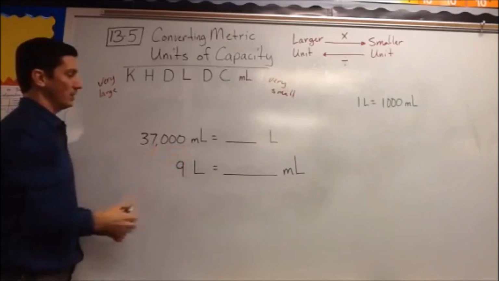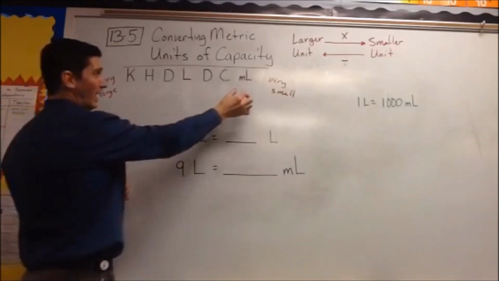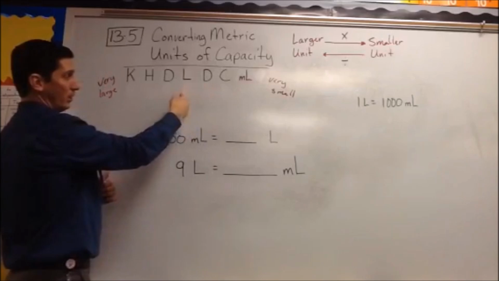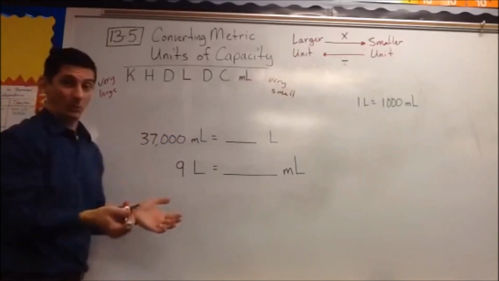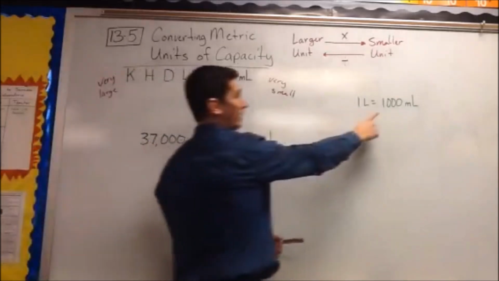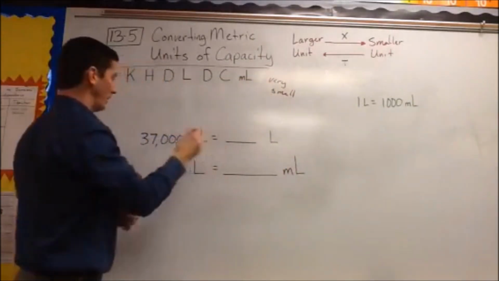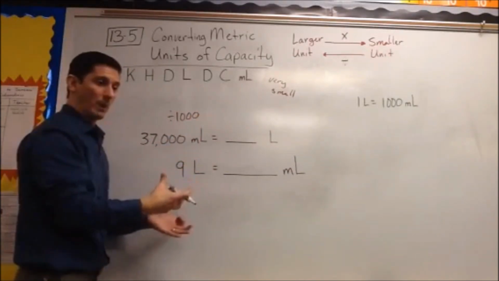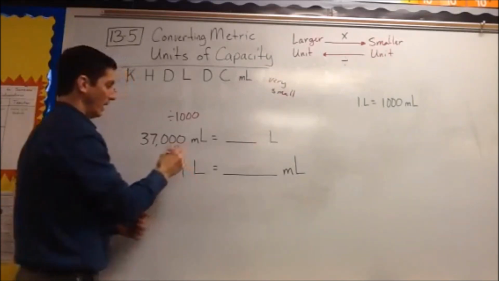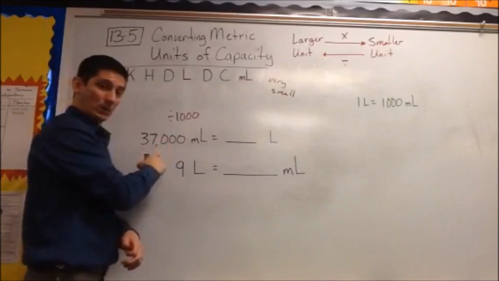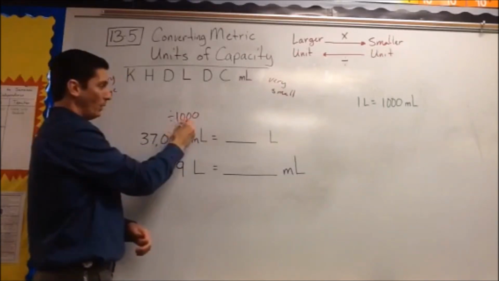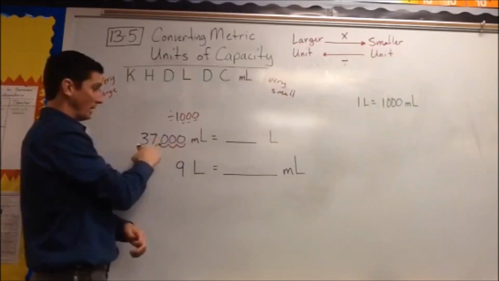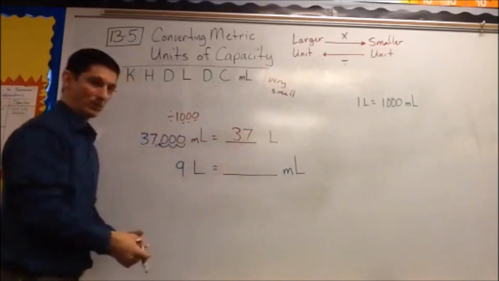I have 37,000 milliliters. So that's a lot of little tiny ones. If I'm going from a smaller unit to a larger unit, going this way, then I'm going to divide. What do I divide by? Well, 1 liter is 1,000 milliliters, so I divide by 1,000. When you multiply or divide by powers of 10, you move your decimal point. Since I'm dividing, my whole number is going to get smaller, so I move the decimal 1, 2, 3 places to the left. So now it's going to be 37 liters.